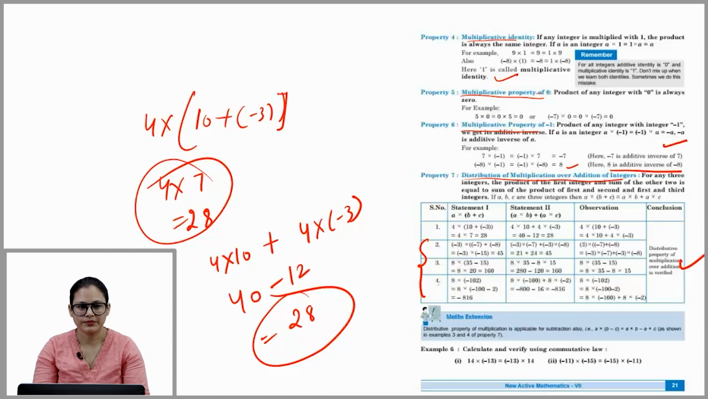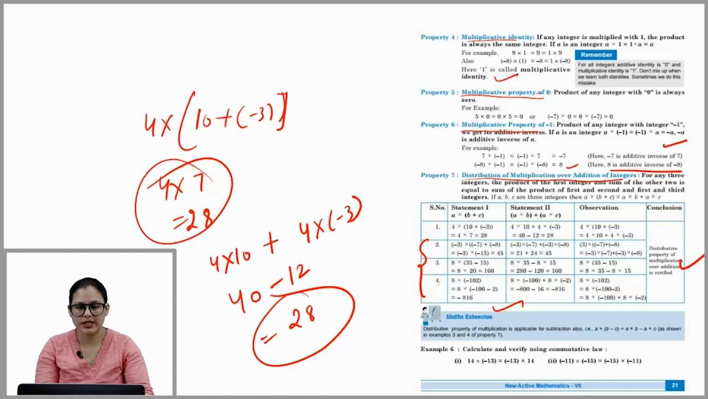Maths extension. Distributive property of multiplication is applicable for subtraction also. That is a into (b minus c) in brackets is equal to a into b minus a into c, as shown in examples 3 and 4. Okay. Example 3, calculate and verify using commutative law. Okay, you have to multiply and then you have to verify.